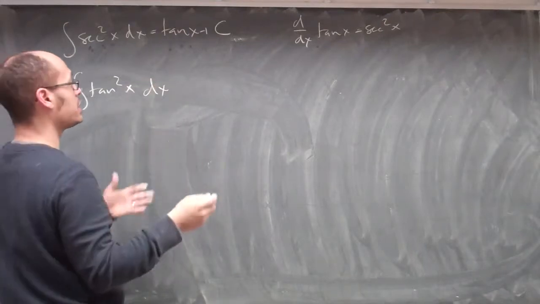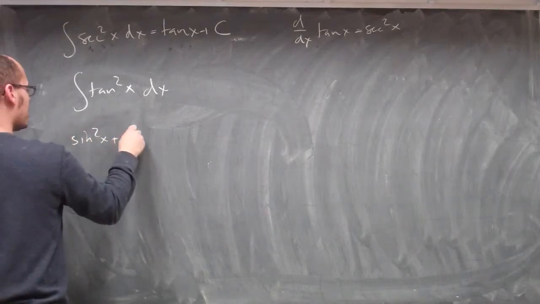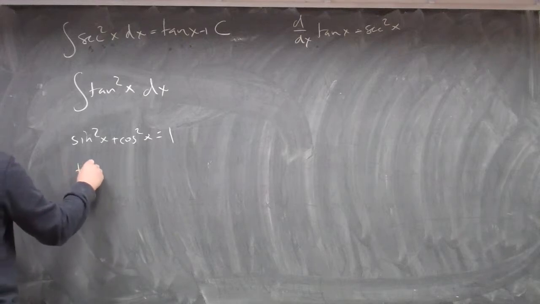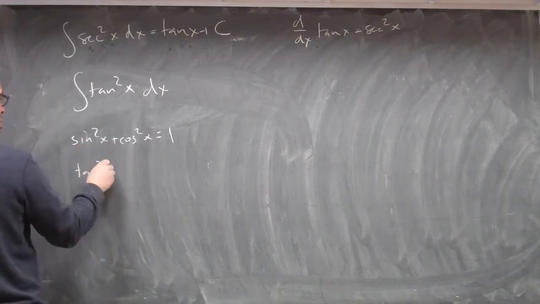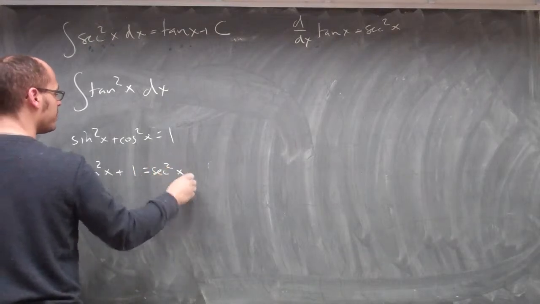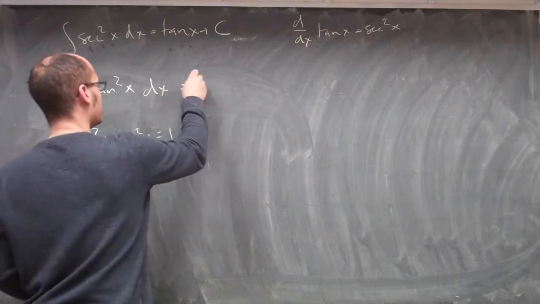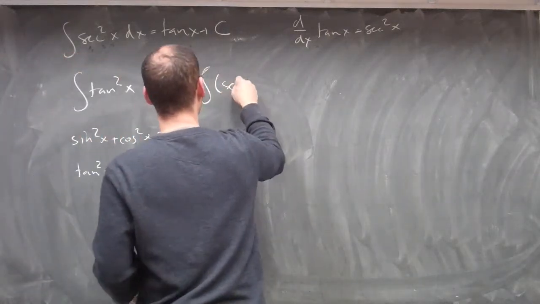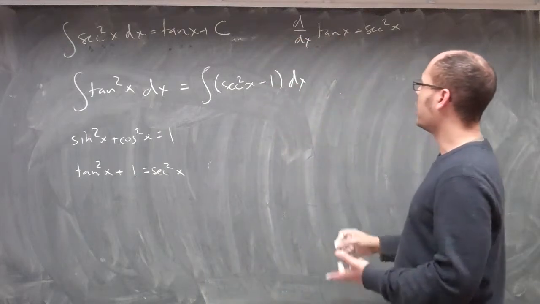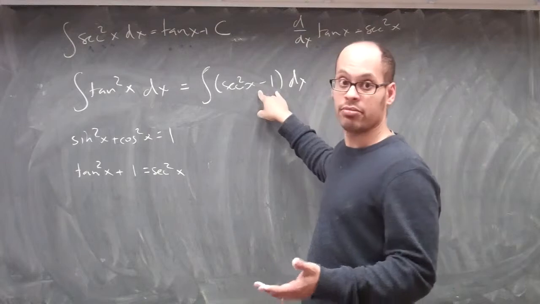So I can rewrite tangent squared in terms of secant squared. Again, we have sine squared plus cosine squared is 1. Dividing through by the cosine squared gives me tangent squared plus 1 is secant squared. So the secant squared minus 1 is the tangent squared. So I can write this as secant squared minus 1. And now I can break this up into two pieces, one of which I know how to do, and the other of which I know how to do.